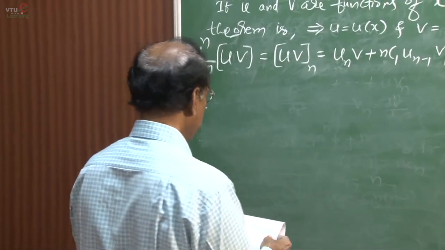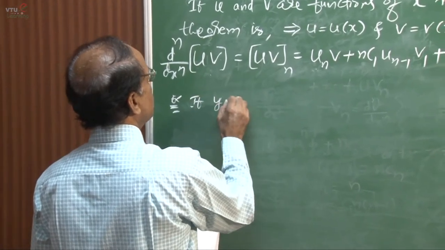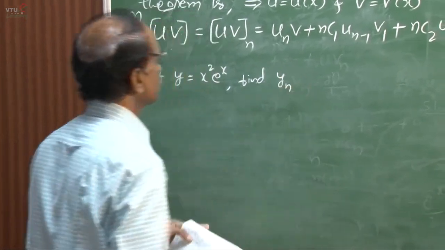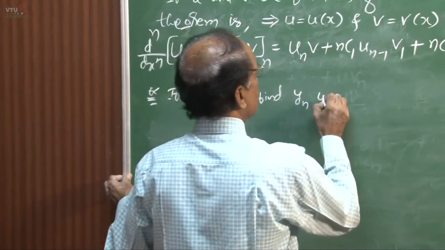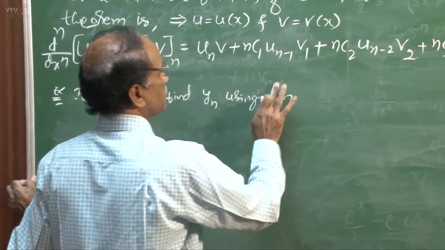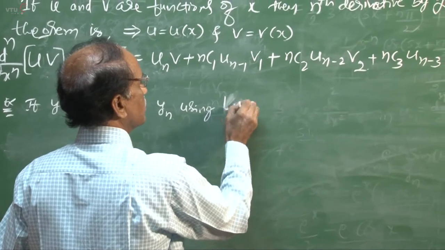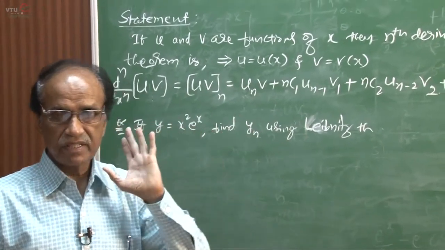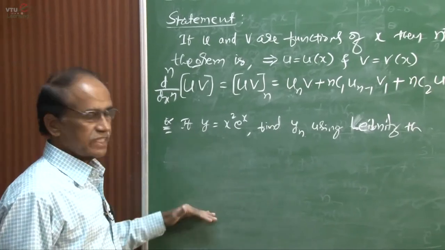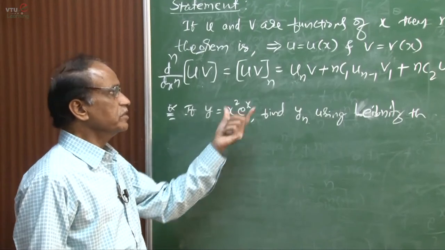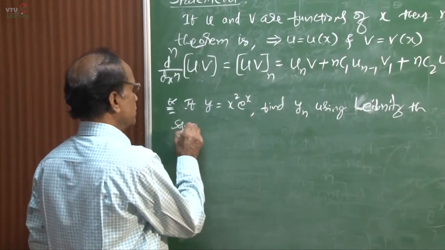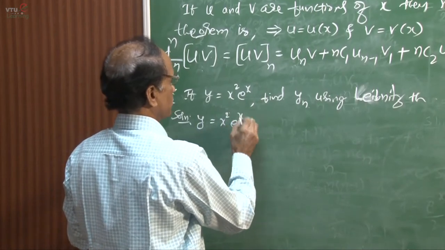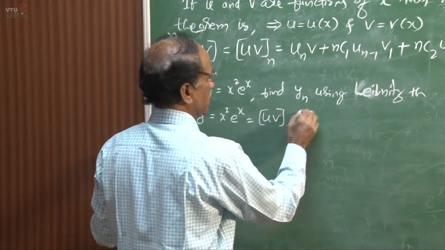The first example I will take as a simple example: if y is equal to x square into e to the power x, find yn using Leibniz theorem. I have taken a very elementary problem. From the second problem onwards you have to focus more, but with this problem it is only the application of this situation. Then in the solution, y equal to x square into e to the power x is equal to u into v, let me say.